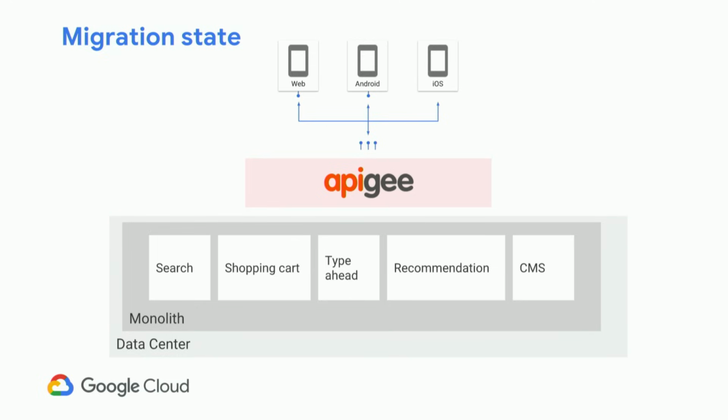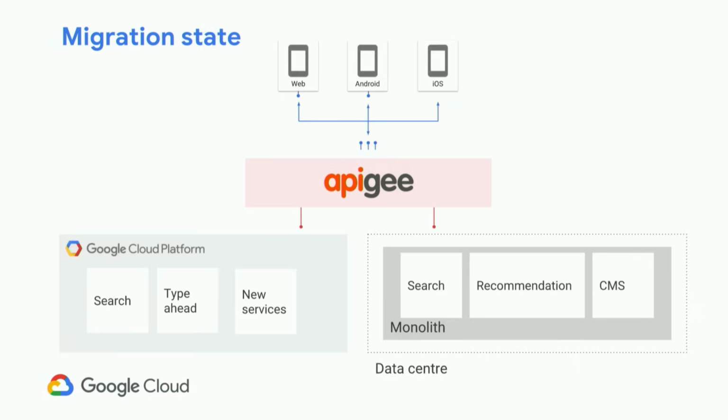Now let's look into how that will happen in real life. So let's say you have this monolith, and now the backend team decided that we need to break it down. We want to create a few microservices. Let's say we want to break down the search and the type ahead and write some new services, maybe property lookup and whatnot, which is not available today as part of the monolith backend. And now they are writing this in microservices, in GKE, running on Google Cloud Platform.